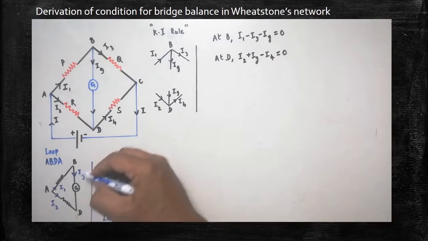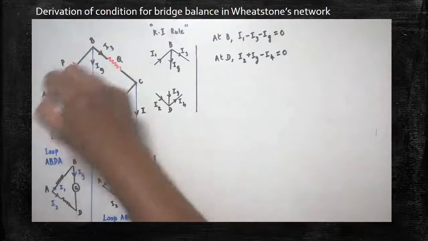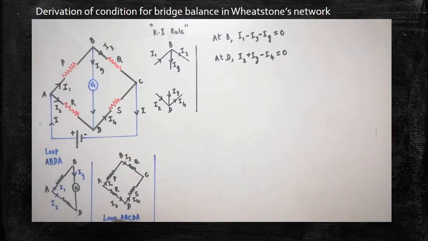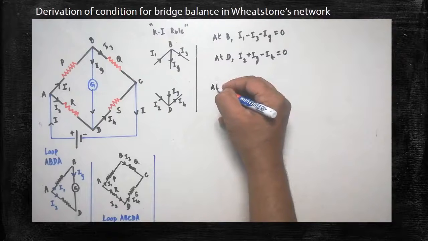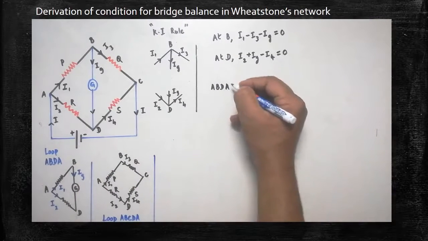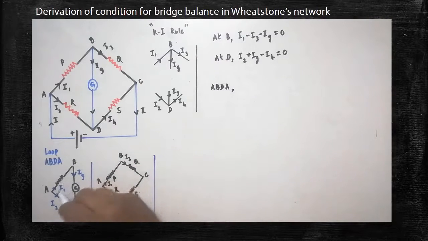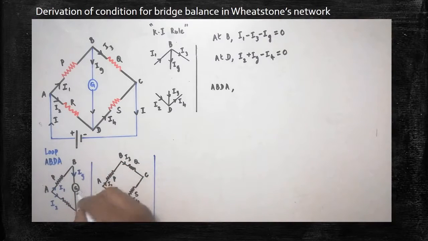Come to the loops. Here, A, B, D, A. In this loop, we have to apply Kirchhoff's second rule. I have already taught about Kirchhoff's rule. Now I am going to apply Kirchhoff's second rule in the loop A, B, D, A. You follow that. Here the current traveling in this arm is I1. The respective resistance is P. Here the galvanometer has some resistance G. This resistance is named R. Now apply, I1P.